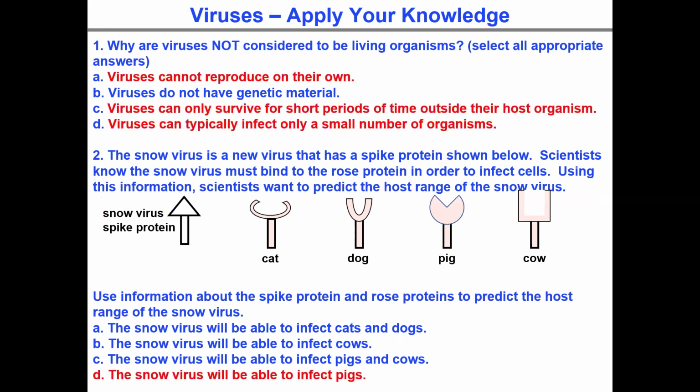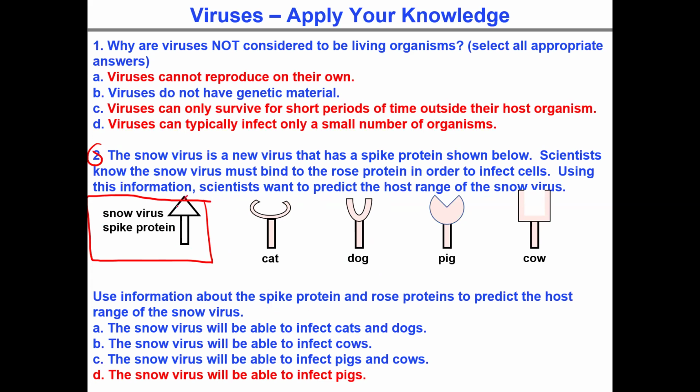All right, welcome back. So we're going to take a look at number 2. In this case, it says the snow virus is a new virus that has a spike protein shown below. So this one right here. Scientists know that the snow virus must bind to the rose protein in order to infect the cell. Using this information, scientists want to predict the host range of the snow virus. So it's saying, using the information above about spike proteins and rose proteins, which hosts are going to be infected, essentially.